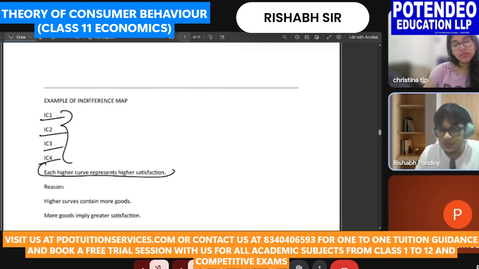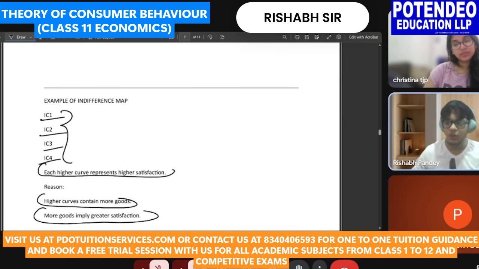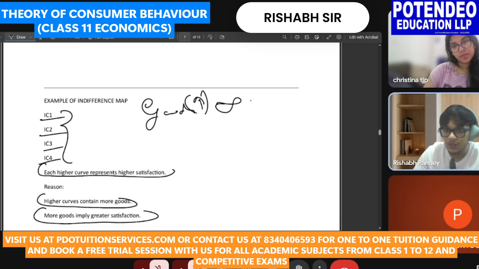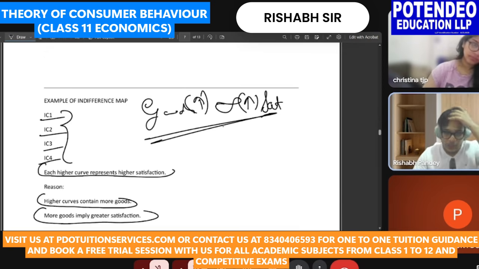Why, and what's the reason, sir? Higher curves contain more goods, which means more goods imply greater satisfaction. The more I'm consuming, the more I'm getting satisfied. Very simple. So I can say the goods increasing has a direct relationship with increasing satisfaction. Write this one down: increasing of goods, or more goods, has a direct relationship with greater satisfaction. One increases, the other increases.